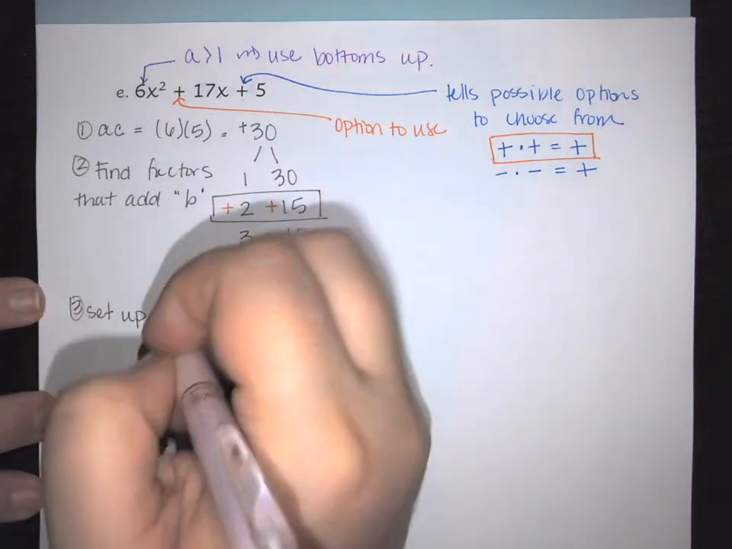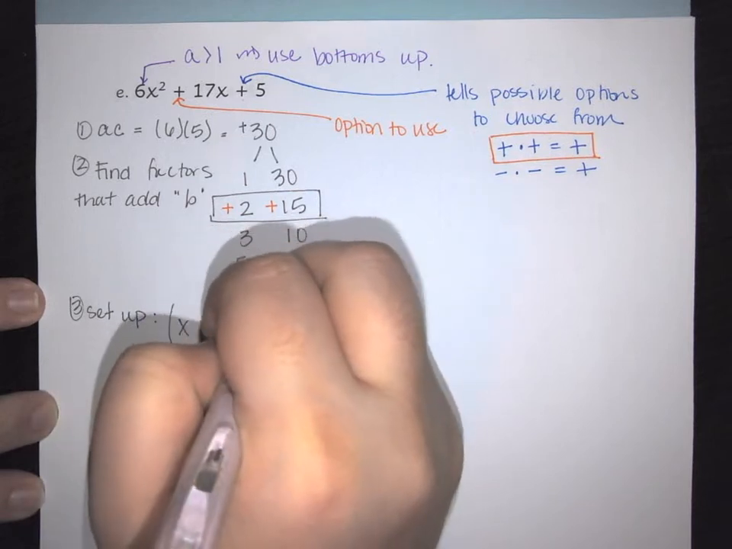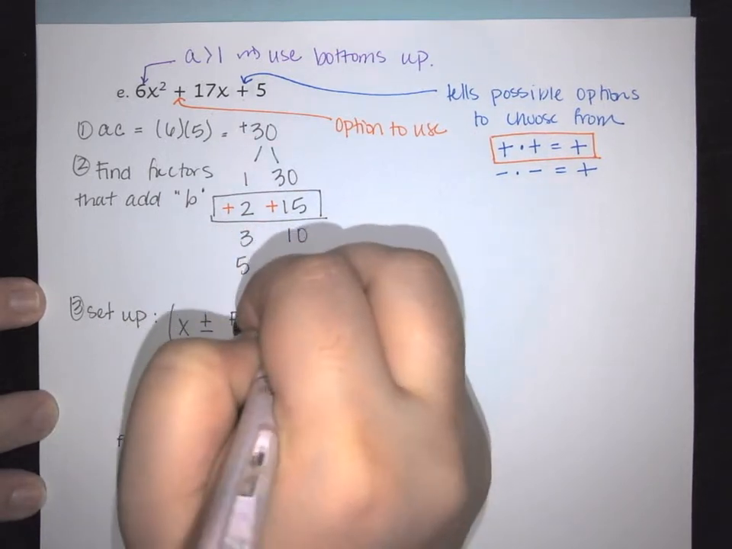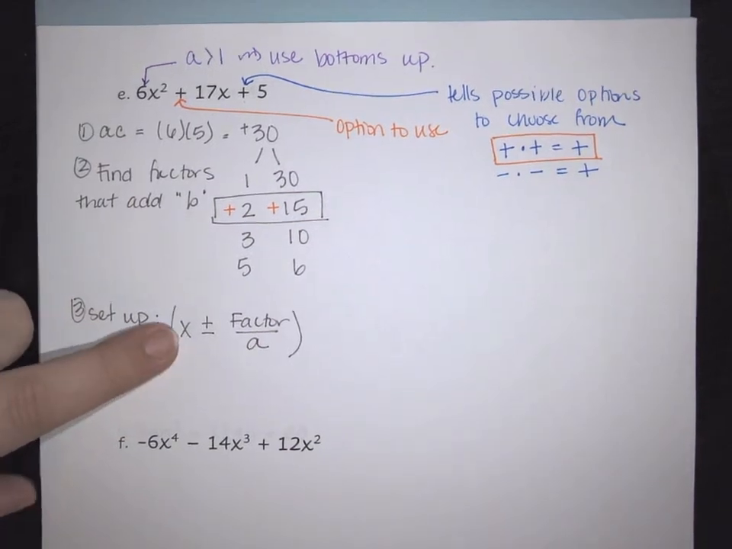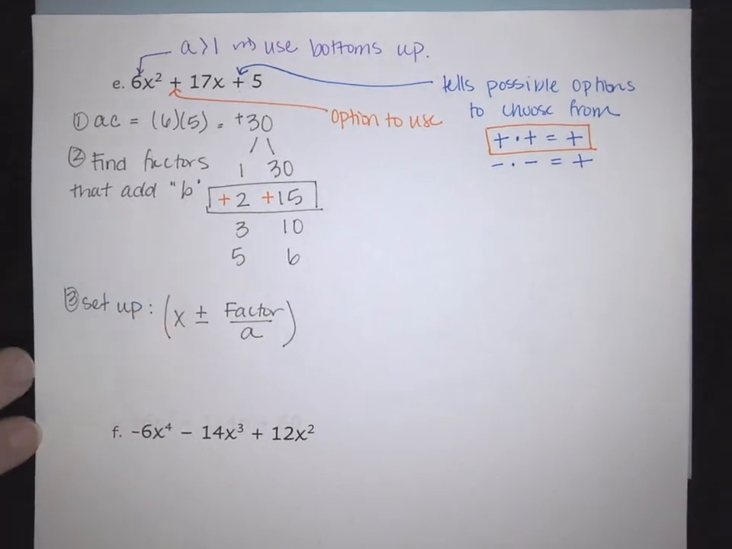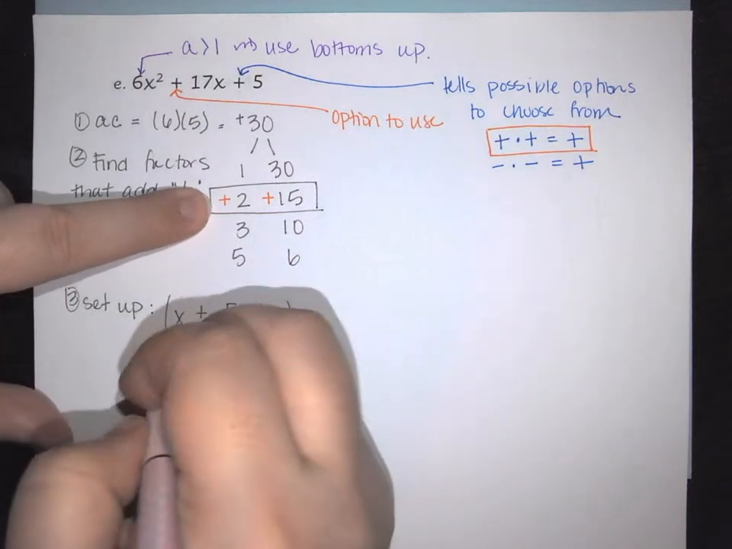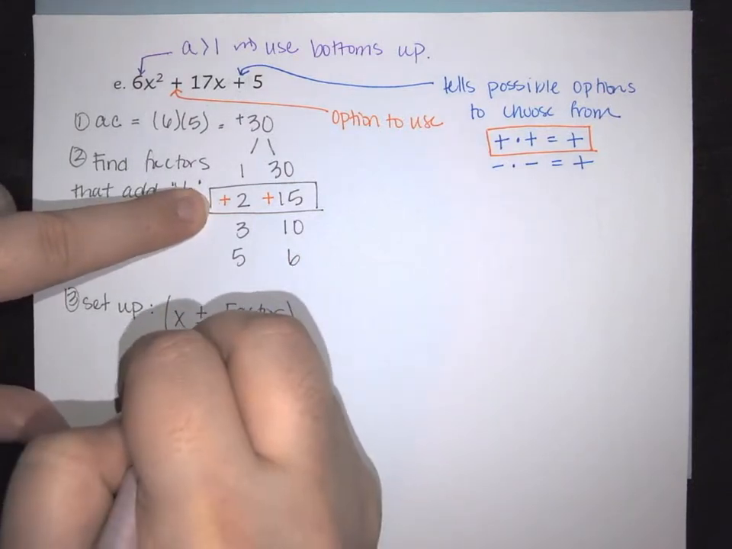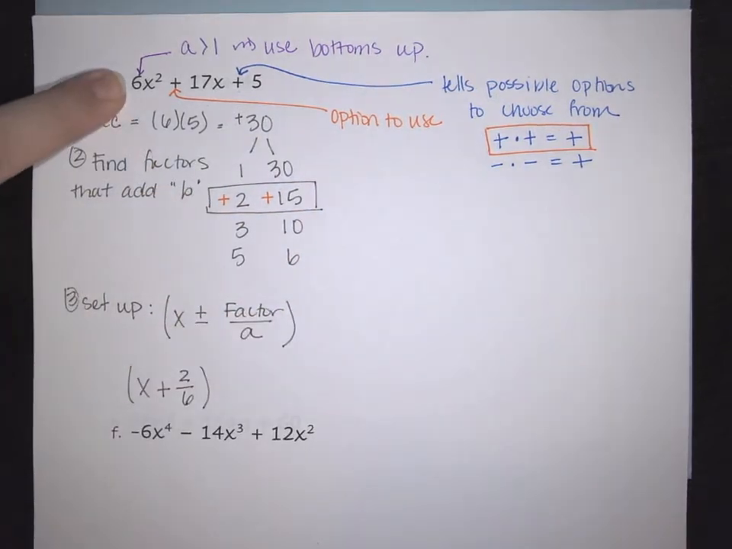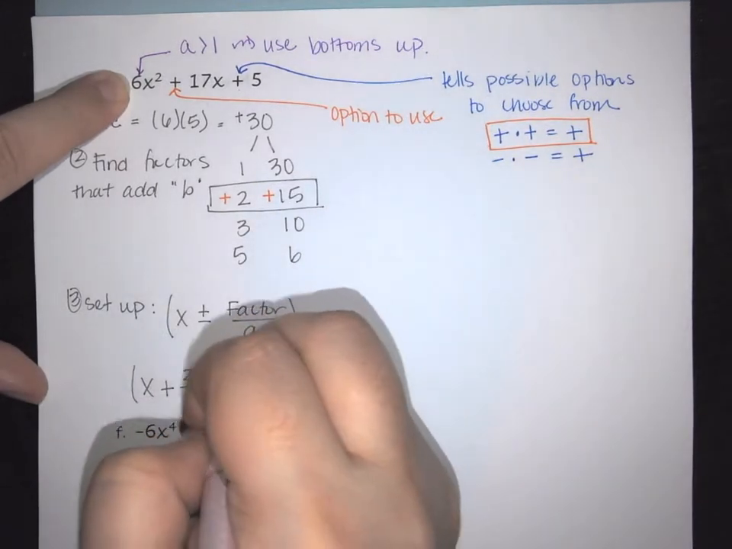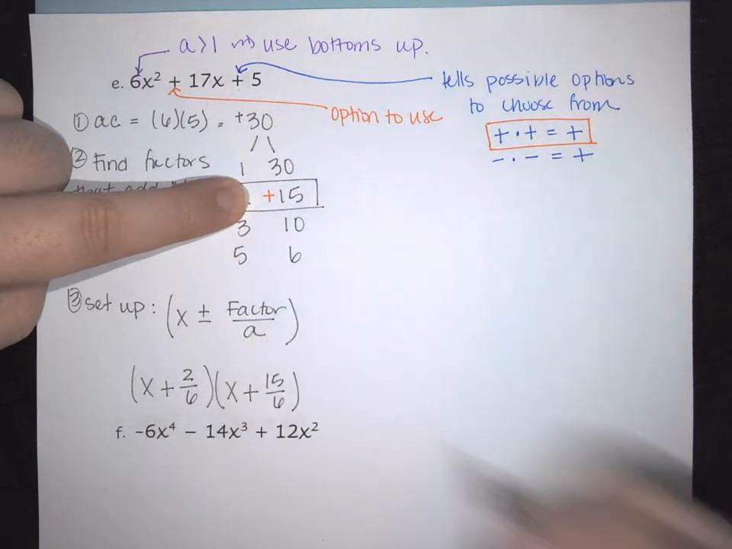And what you want to set up is x plus or minus your factor over the a term. So we are going to set this up for each of our factors. The way that works is we have x, my first factor is a positive 2, so this is going to be plus 2 over 6. 2 is the factor, 6 is my a term. I then need to do it again. I have x, again this is plus, and it's going to be 15 over 6.